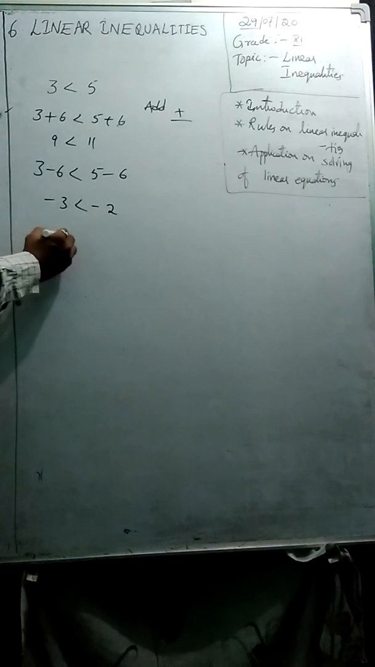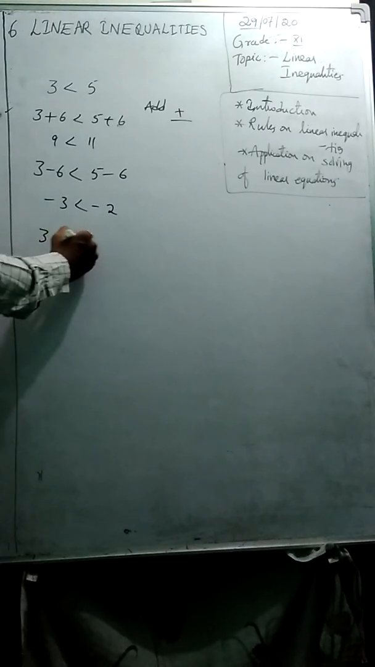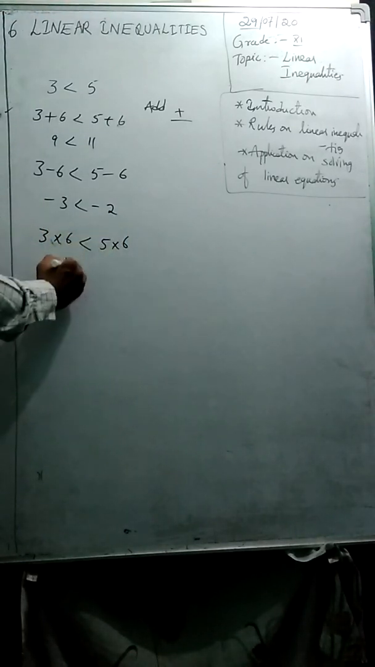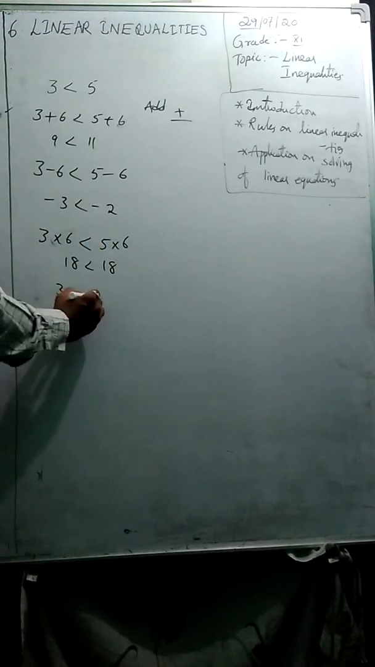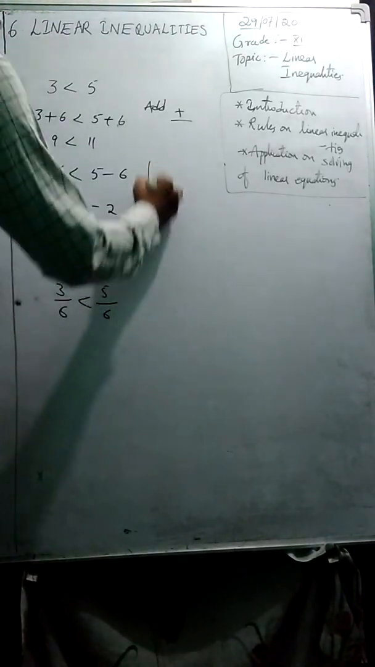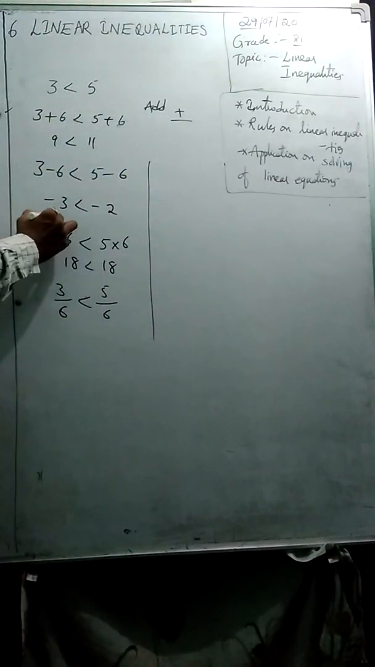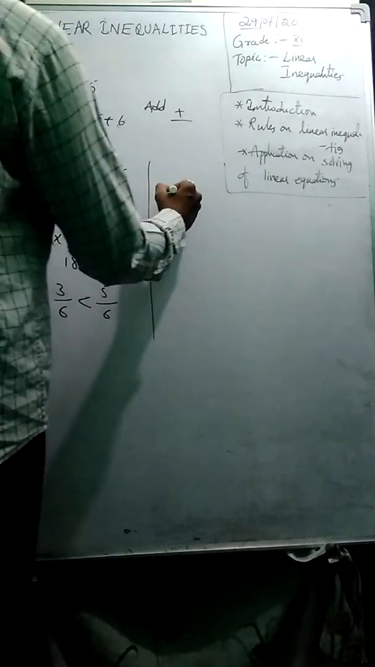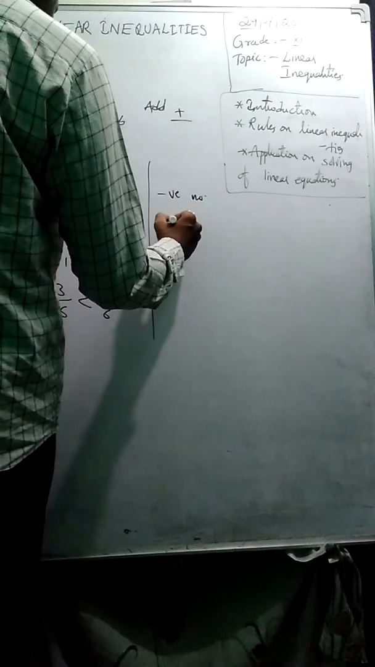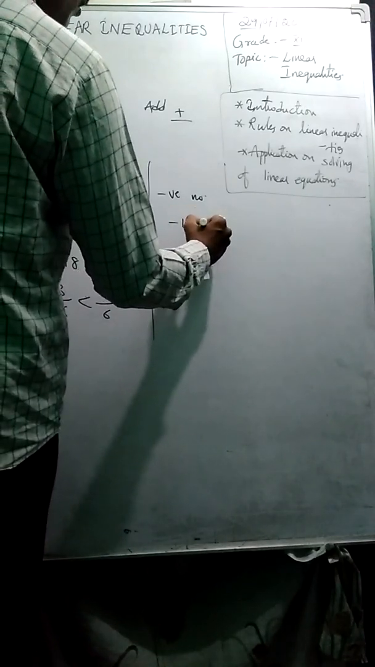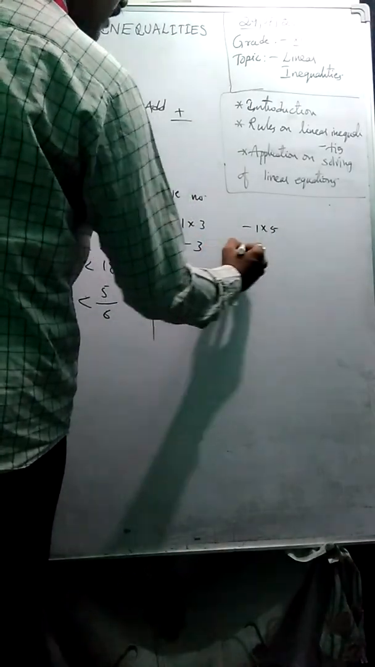If you multiply also, there is no change in the inequality, students. 3 into 6 is less than 5 into 6. So there is no change. If you divide also, no change in the inequality. When we multiply or divide by a positive number, no change. But if you multiply by a negative number or negative quantity, what happens? Minus 1 into 3, minus 1 into 5: minus 3, minus 5.